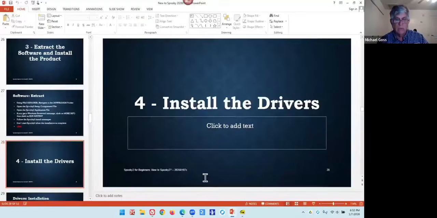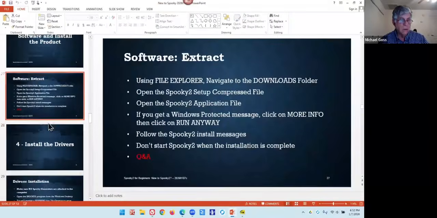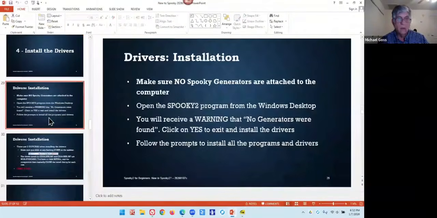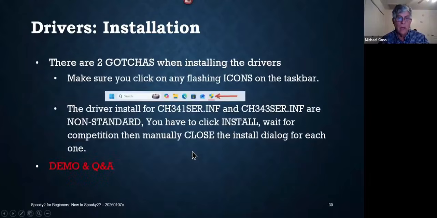Okay, so let's go back to our presentation. Now, let's see, software extract, no, drive installation, okay. Shift F5. So in order to do this, you've got to make sure there aren't any generators attached when you're doing this. So make sure they're not attached. And you can reinstall them a bunch if you want to. There's no reason to, but you can if you wanted to. So you open it, you're going to be receiving no generators found, follow the prompts. And the gotchas I pointed out, there's the shields, look for them. And we demoed it already.